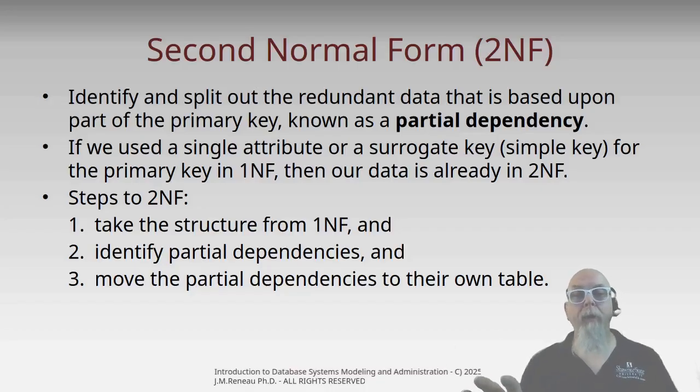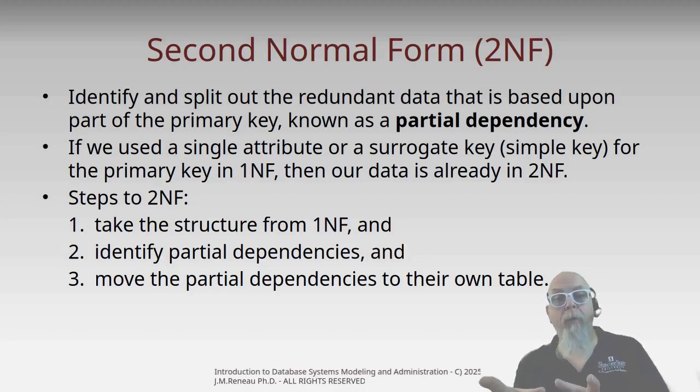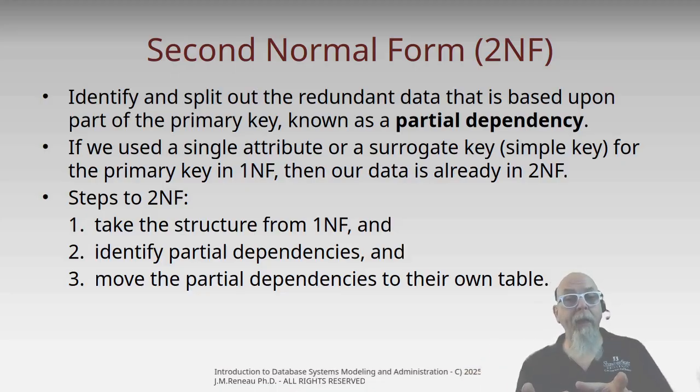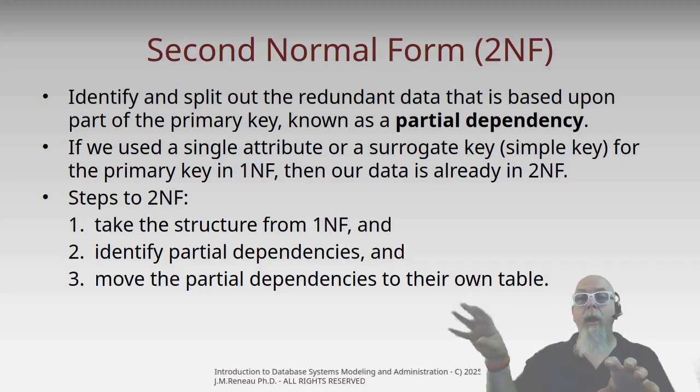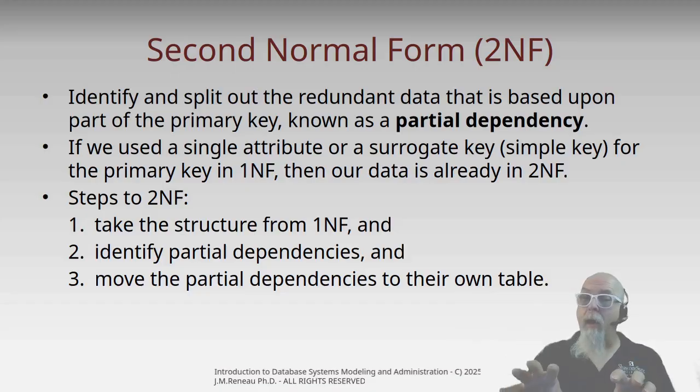Second normal form. So we have our data in first normal. It's in a database table. We've got a good primary key, maybe concatenated, maybe not. We've got everything atomic. We can shuffle the rows. Everything is good. Now, if we have a concatenated primary key, we need to find those attributes that are dependent on part but not all of that concatenated primary key.